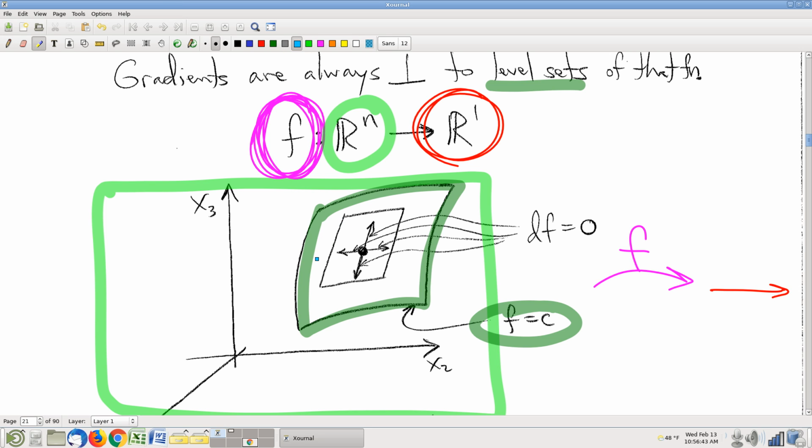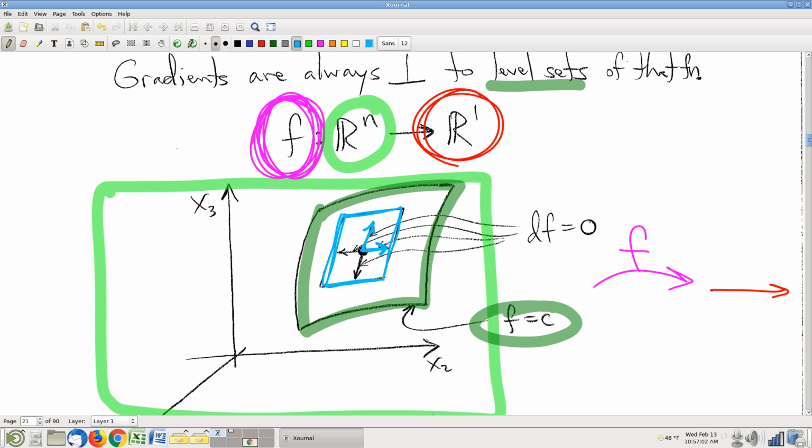Here's the tangent plane at that point. You can imagine that tangent plane. Let's suppose you have some little differential vectors here, little displacements from the point at which you're looking at the tangent plane.